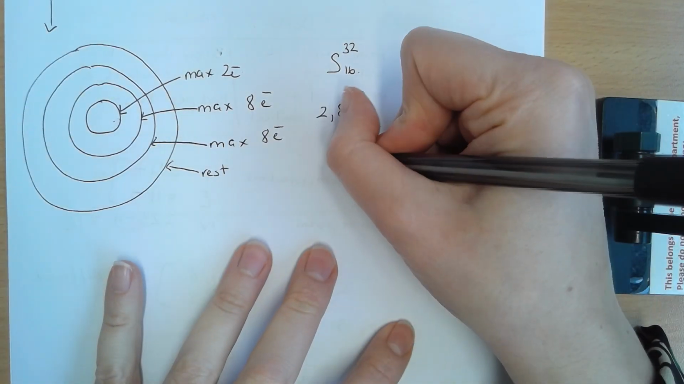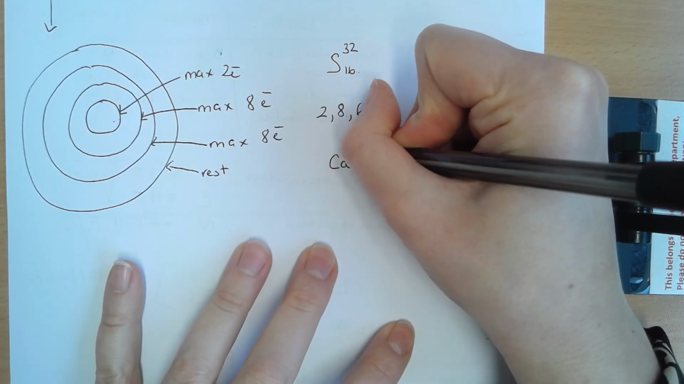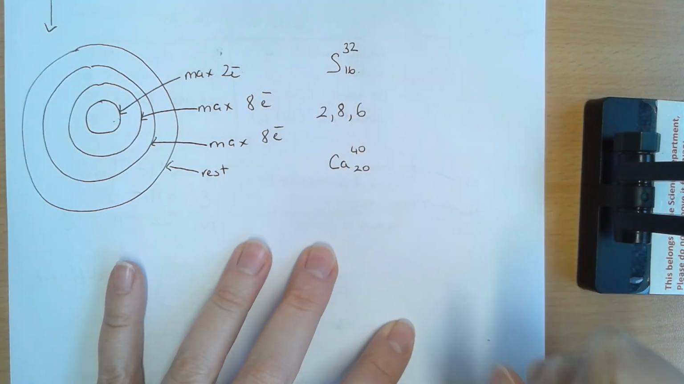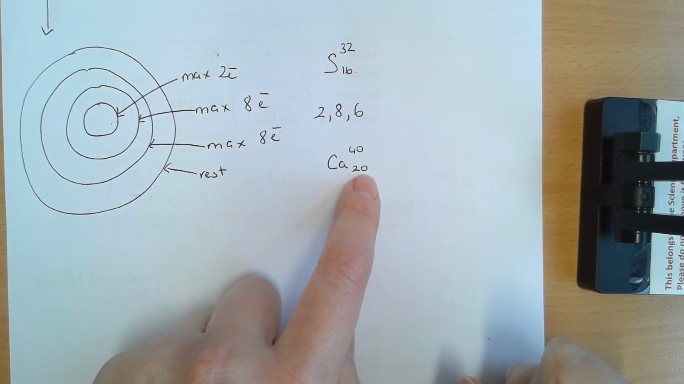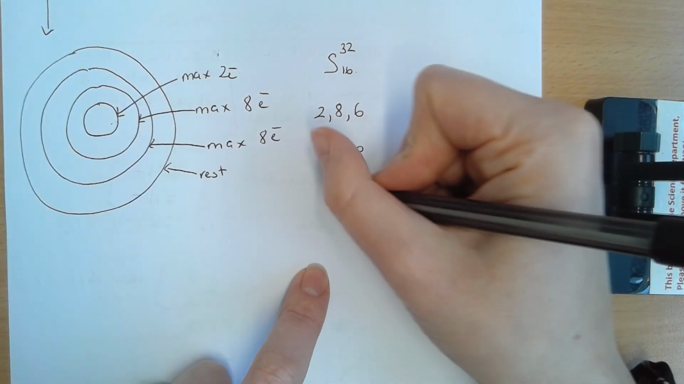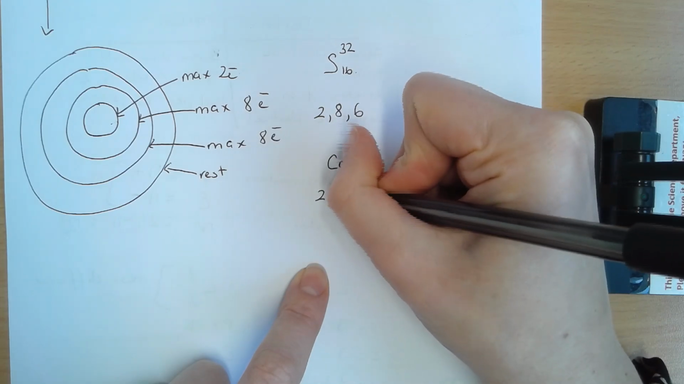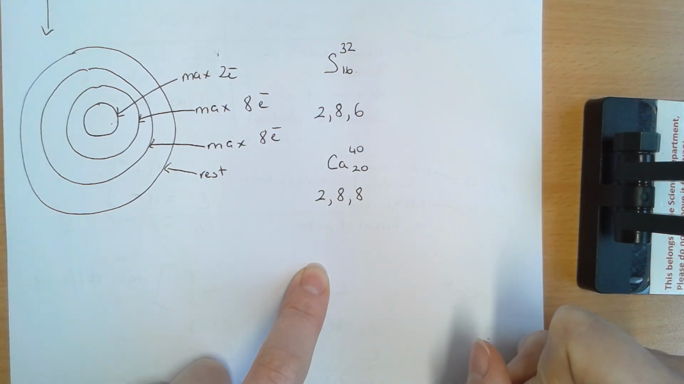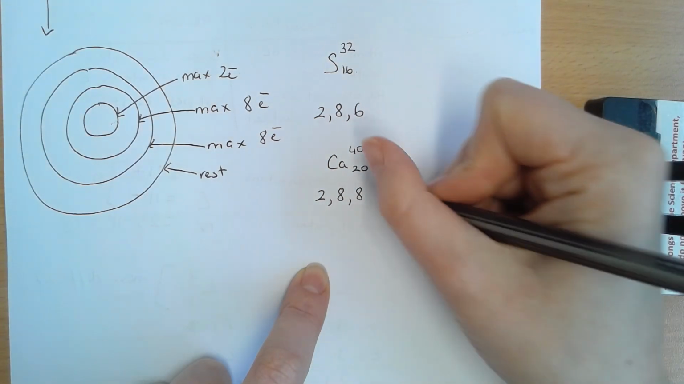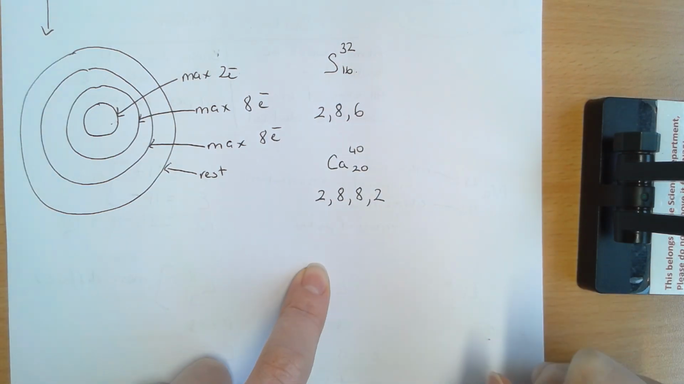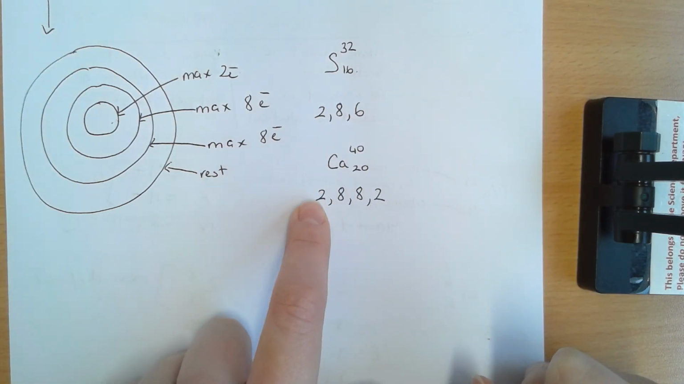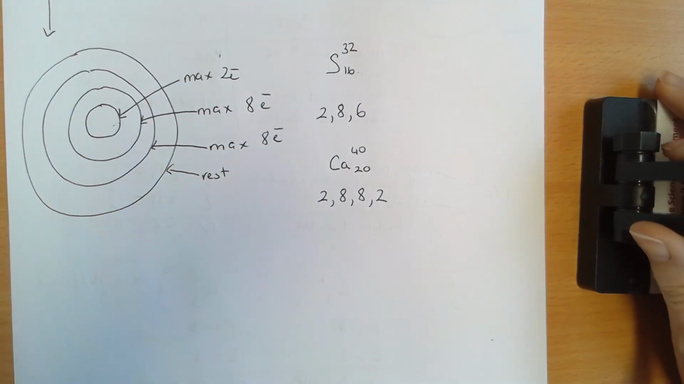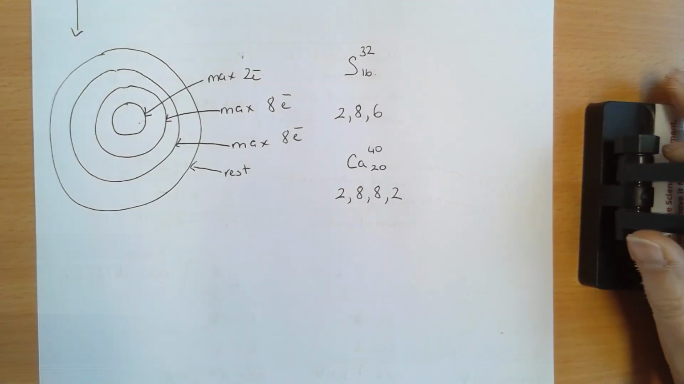If I do another one, calcium has the numbers 14 and 20 next to it. The number of electrons is the smaller number, so I'm using the number 20. I can put 2 electrons in the first shell, 8 in the second shell, that's 10. Another 8 in the third shell, that's 18. And then I've got 2 left over for the fourth shell. So if I add these up, I get to 20, and this is how the electrons are arranged. This is called electron configuration.